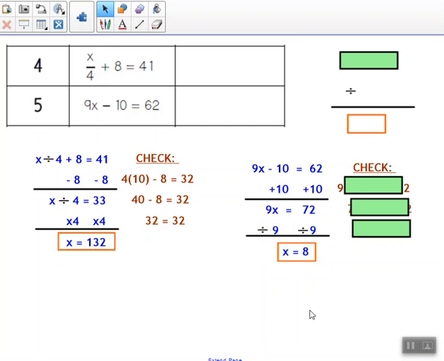Let's see if I did this part right. Let's check it. 9 times 8. Hey, good one, Mr. H. Minus 10. It should equal 62. So that's 72 minus 10. And yeah, that is 62. All right, so that's 4 and 5.